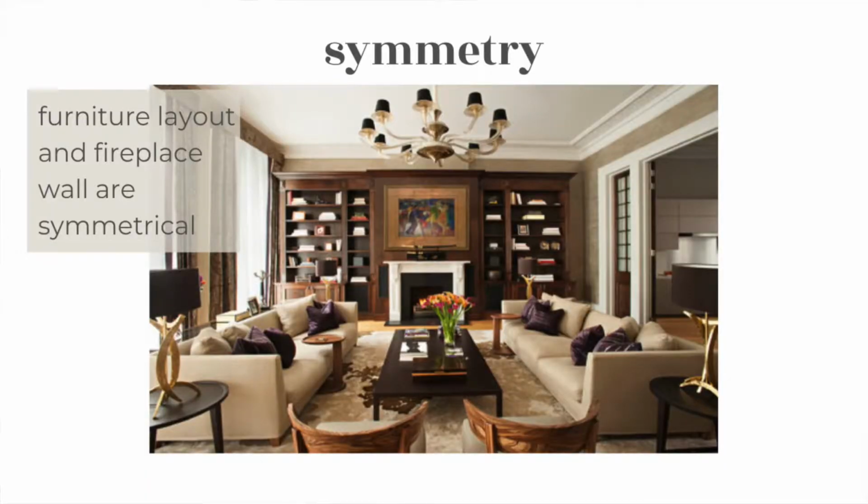Another way that you can create a more traditional feel in your home is to add symmetry into your home. I think the simplest way to do this is to do a symmetrical furniture layout. So in your family room, if you have two sofas that face each other with a coffee table in the middle, or if you have one sofa with a chair on each side, try and figure out a furniture layout that is symmetrical, and that will definitely give a more elevated traditional feel to your room.